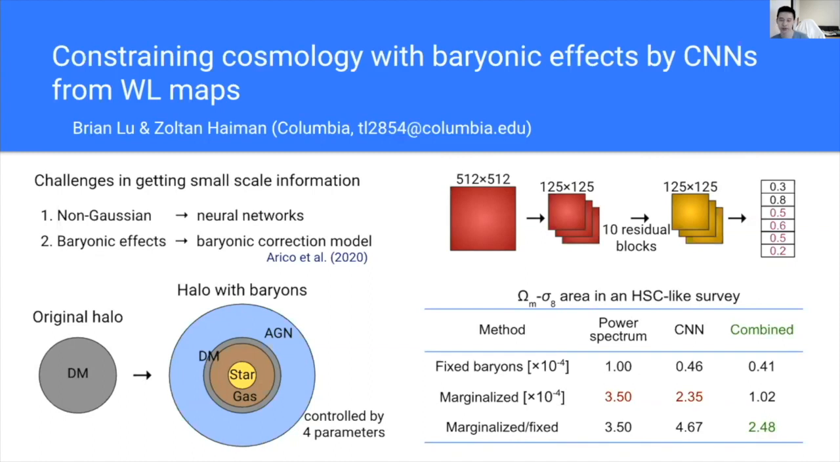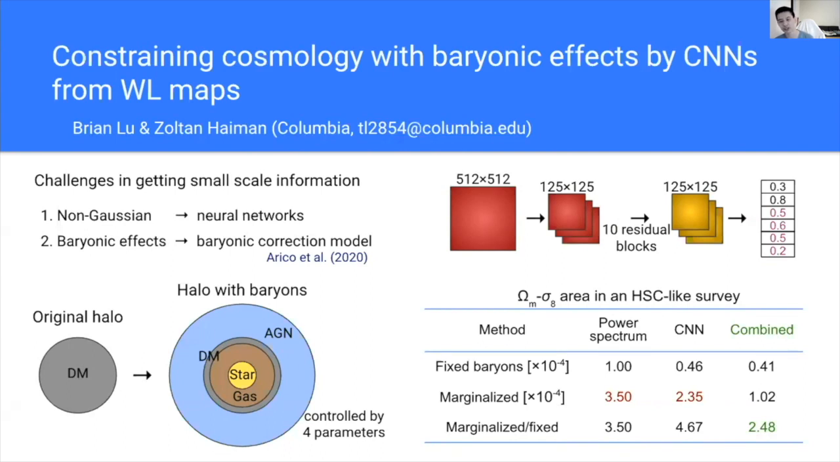So there are 2 conclusions. The first one is, if you check the red numbers, even when we marginalize over baryonic parameters, the neural network still performs substantially better than power spectrum. So it's not as good as by a factor of 2, like for fixed baryons, as found by many previous studies, but still better, like 30% better.